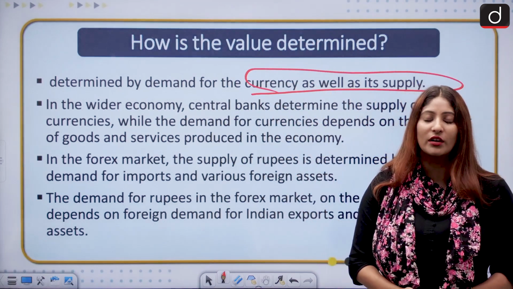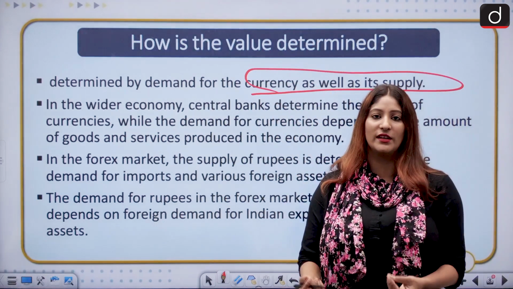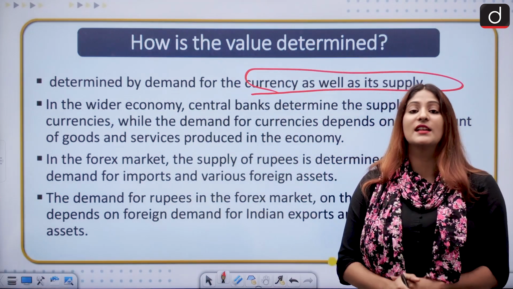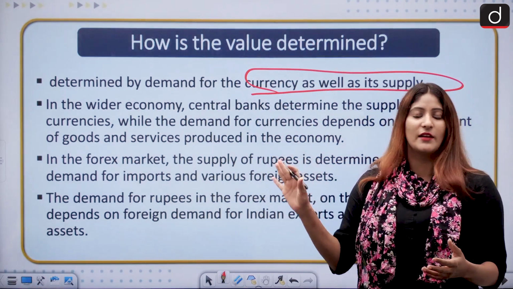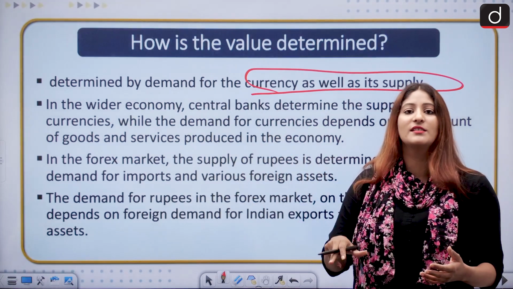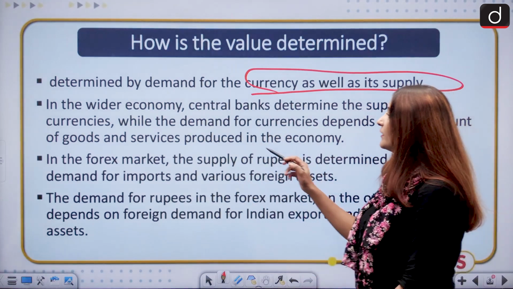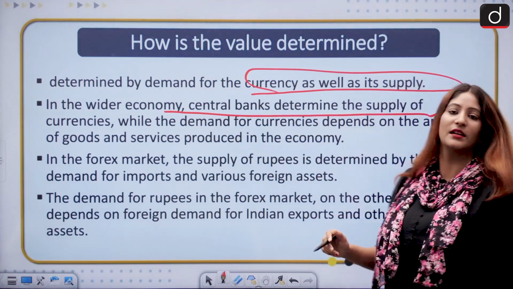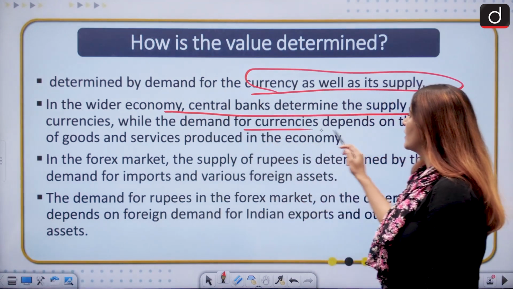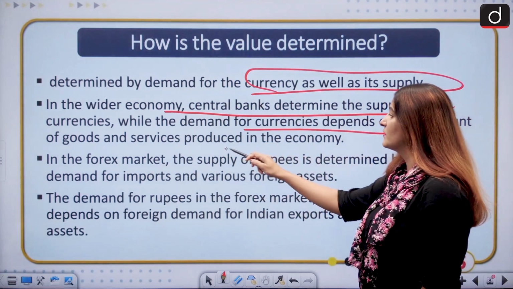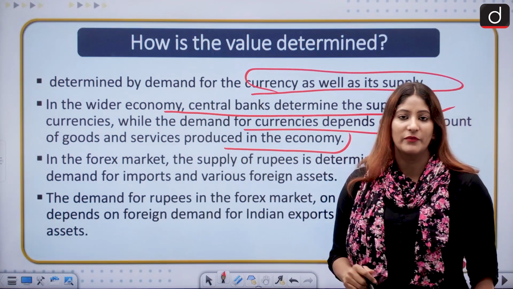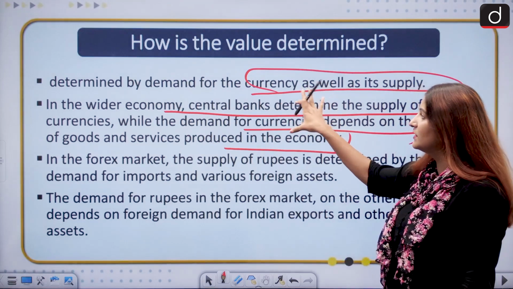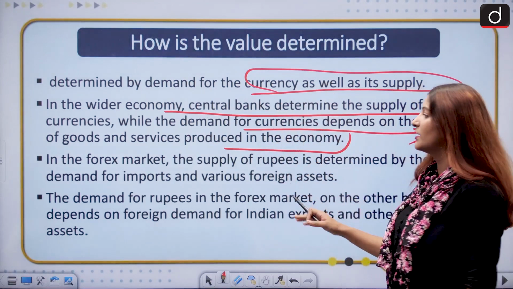If the demand is a lot but supply is less, the value will increase. If the supply is more and demand is less, the value is impacted. In the wider economy, central banks like the RBI determine the supply of currency, while the demand for currencies depends on the amount of goods and services produced in the economy. Okay, so these are the factors from which the value of currencies is determined.